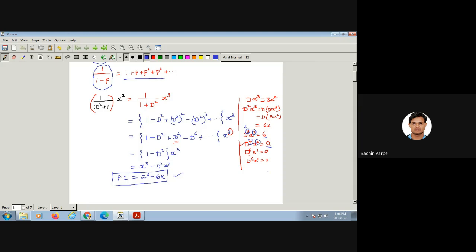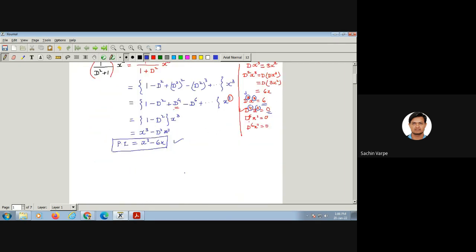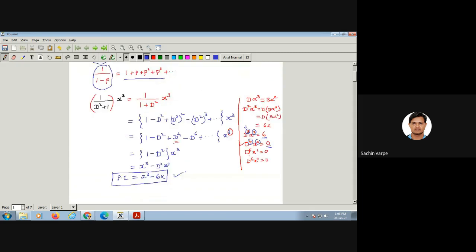So the point here is, we need to convert that 1 upon phi of d into one of the standard forms, and then do the expansions. That's it. So this is for the polynomial function.